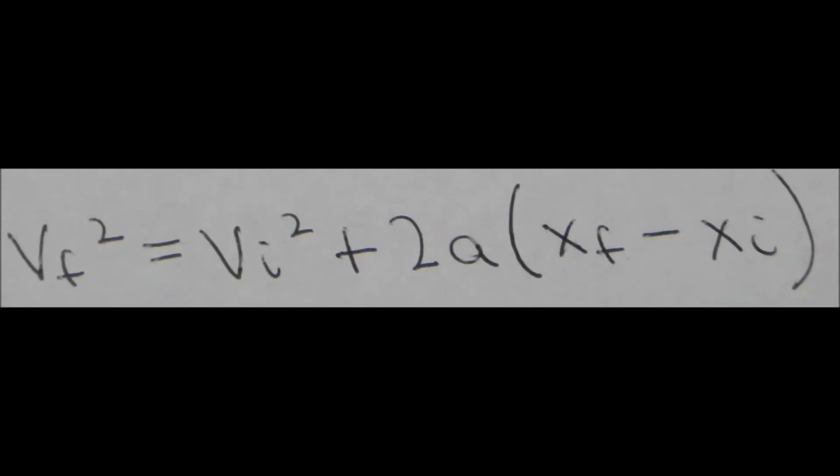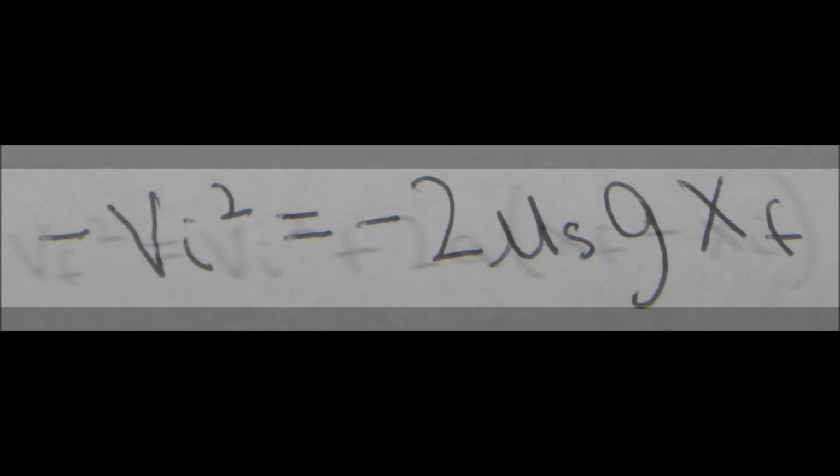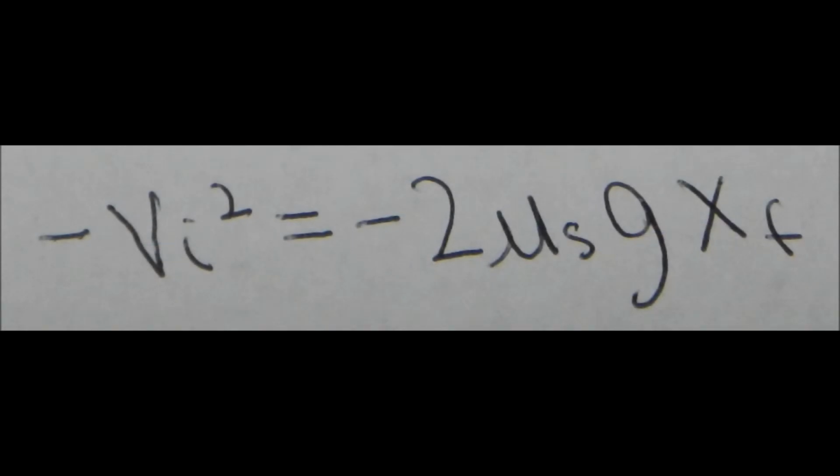We use our standard equation, which is the final velocity squared equals the initial velocity squared plus 2 multiplied by the acceleration multiplied by delta x, which in this case would be the final distance minus the initial distance. So from the equation we plug in the final velocity, which is 0, and we find that 0 equals the initial velocity squared plus 2 times the acceleration, and because the initial distance is 0, it's just multiplied by the final distance.